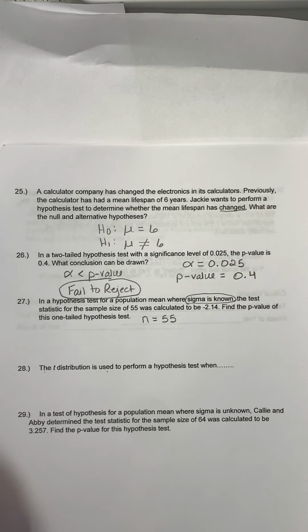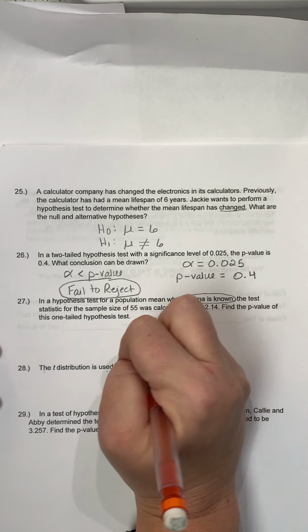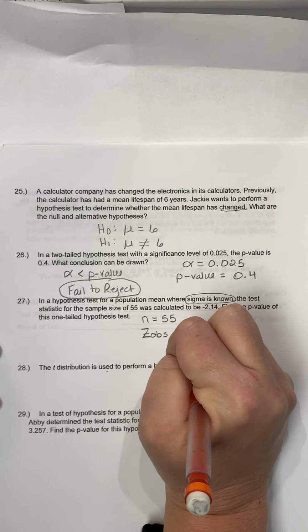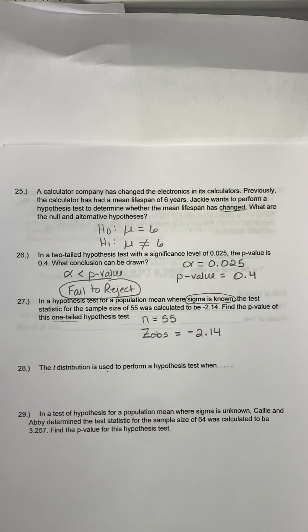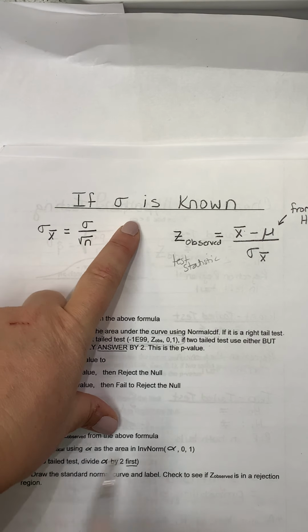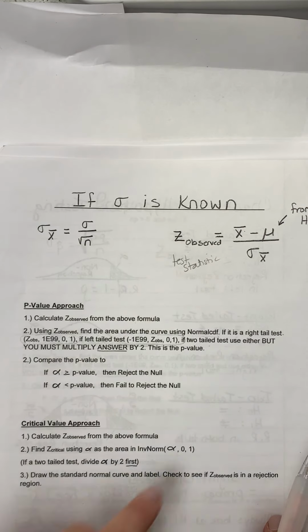Well, surprise. They sent the final over and they are using the phrase test statistic, but that means the observed value. So anytime you see Z observed or T observed, that is the test statistic. Since sigma is known, that is going to be Z observed. That's our test statistic. Find the p-value of a one-tailed hypothesis test. So we're going to find the p-value where sigma is known. You may want to write test statistic by your Z observed.